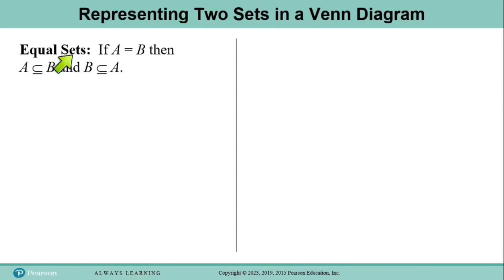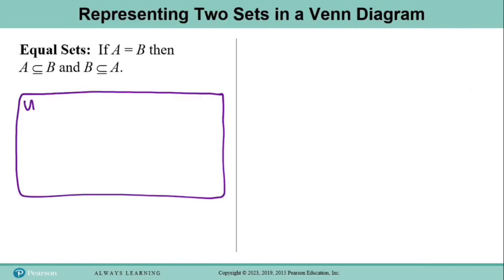And we could also have equal sets represented on a Venn diagram. So if set A equals set B, then A is a subset of B, and B is a subset of A. In other words, they share exactly all of the same elements. So what that would look like is we would have the universal set here, and then we would have one subset inside of our universal set, and since set A and set B are exactly the same set, the label would say that set A equals set B. So all the elements in here would be elements of both set A and set B.